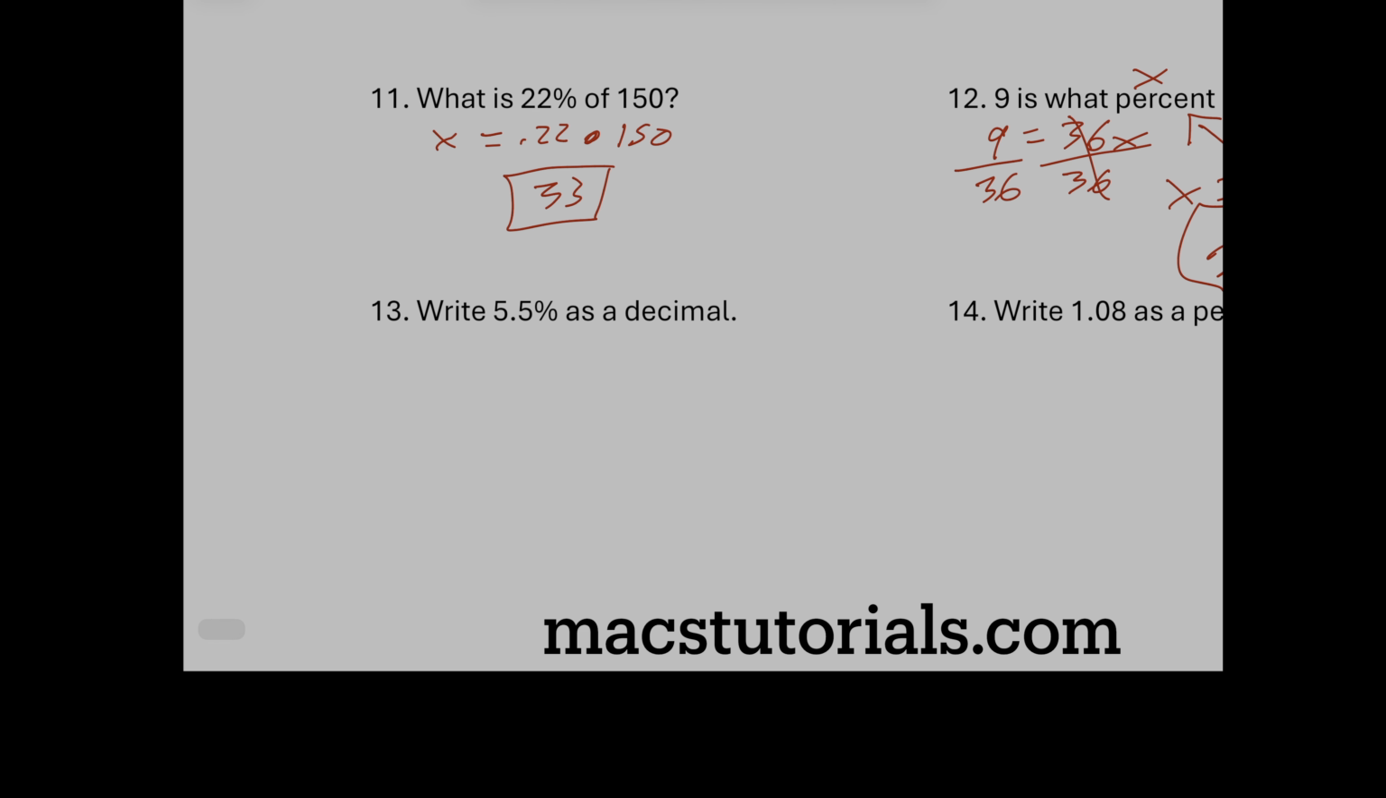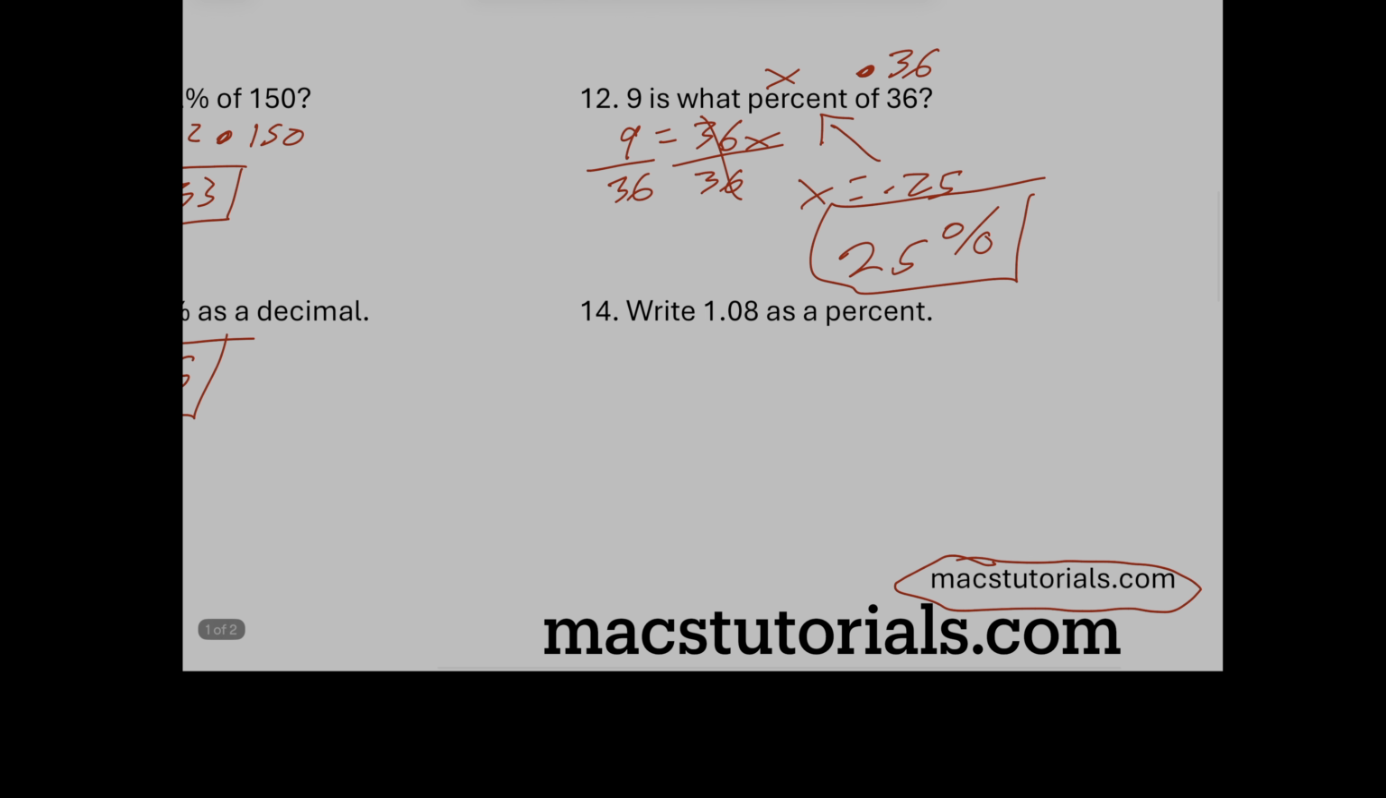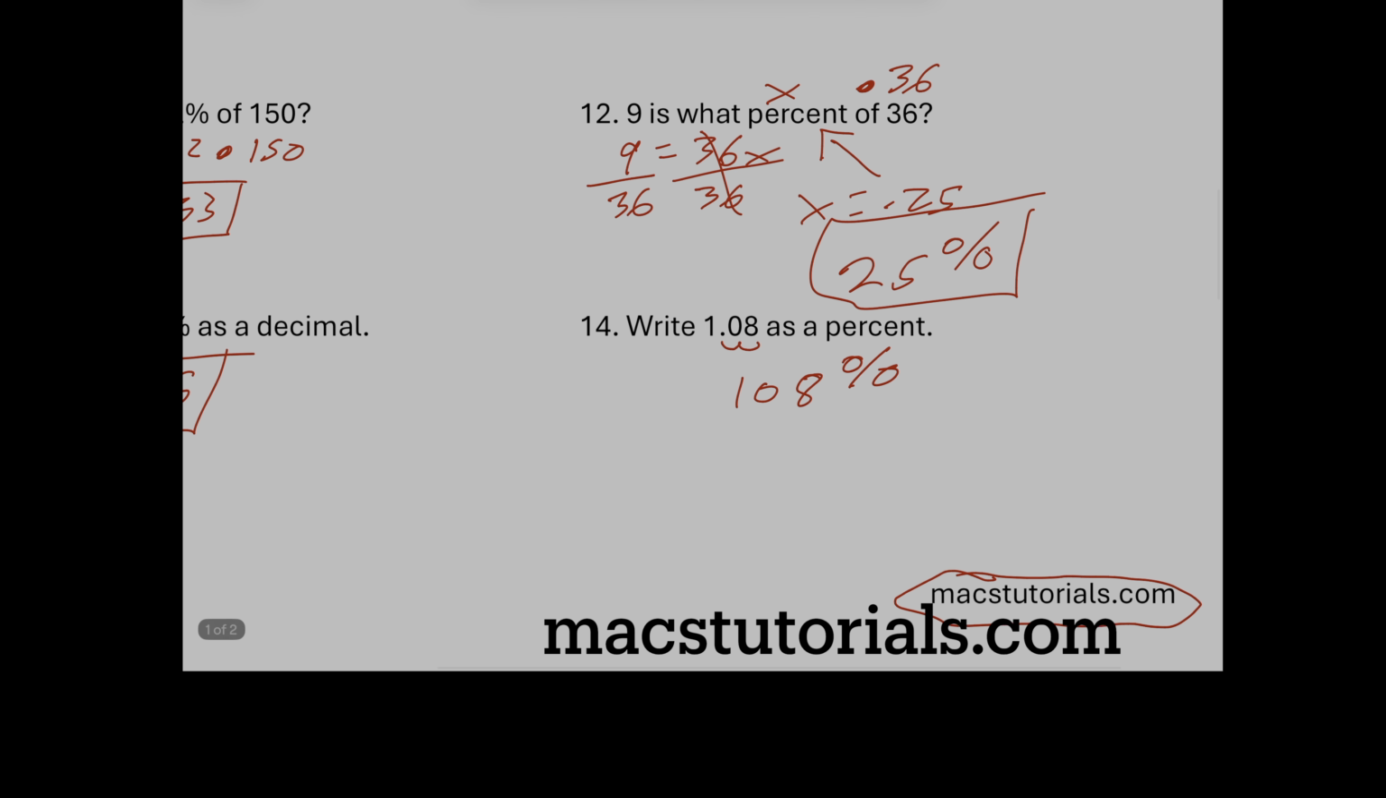Write 5.5% as a decimal. Well, remember, percents, you want to make them smaller. So I go 1, but guess what? You need another 1 because you've got to go twice. So it's 0.055. Okay, and the last one, write this one as a percent. We need to make that bigger, so we're going to go this way too, and it's 108%.